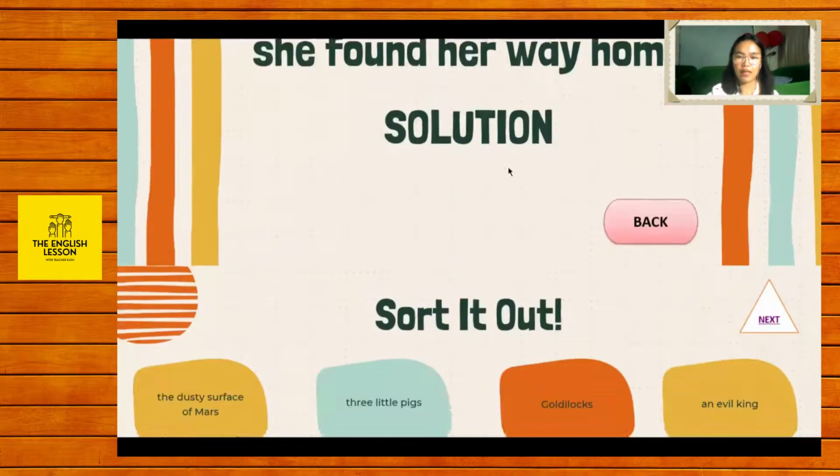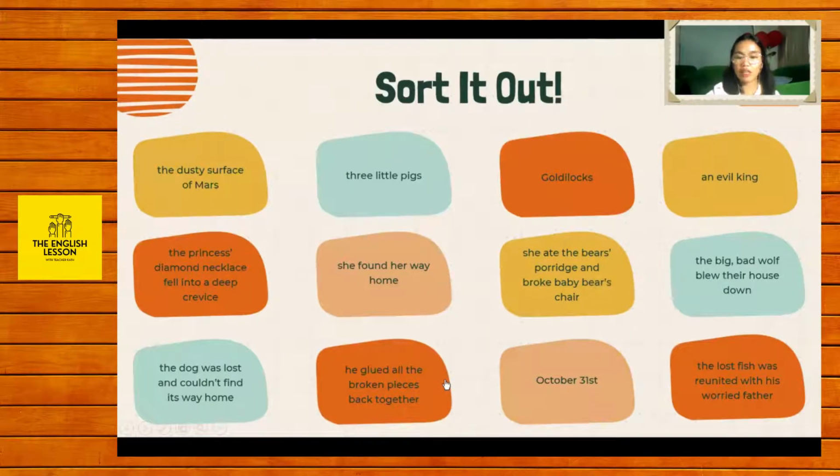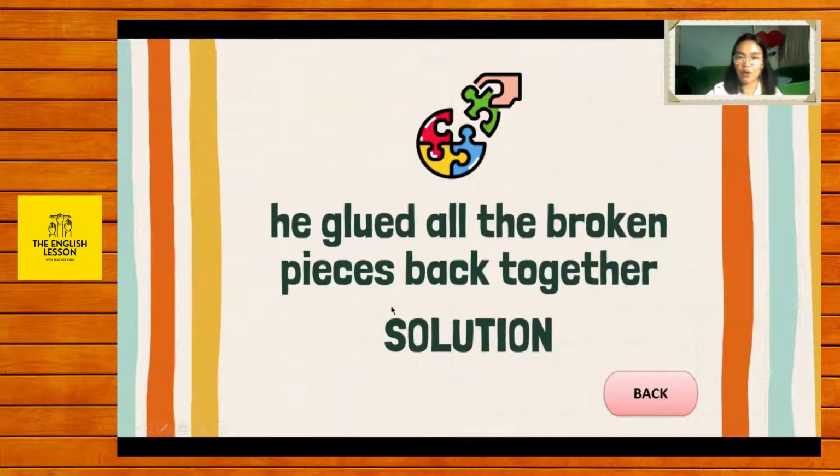Okay, let's go back again. He glued all the broken pieces back together. Okay, what is your answer? Okay, you're right. It's in the solution. So again, let's go back.